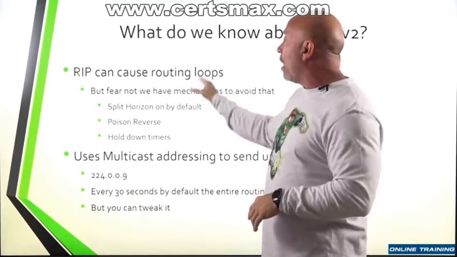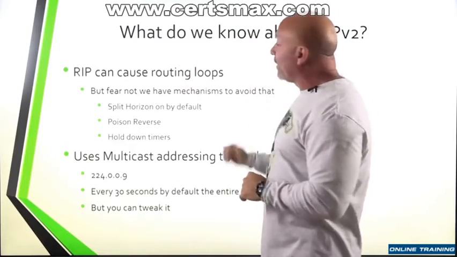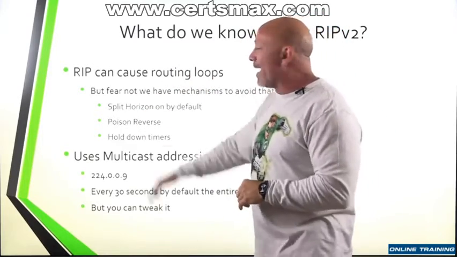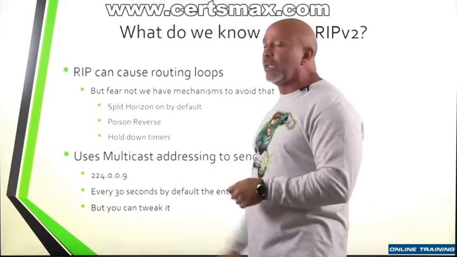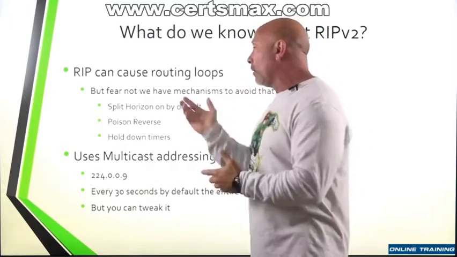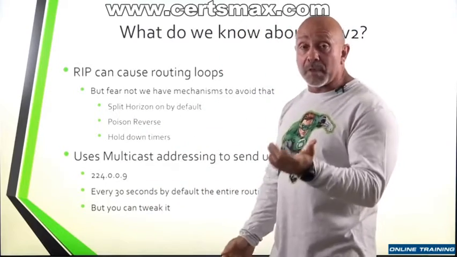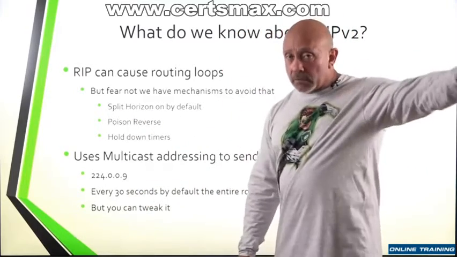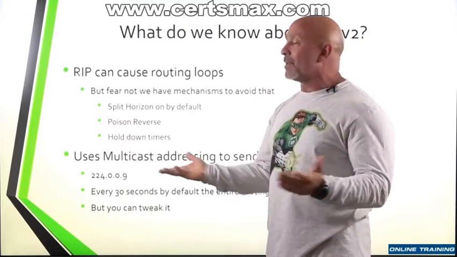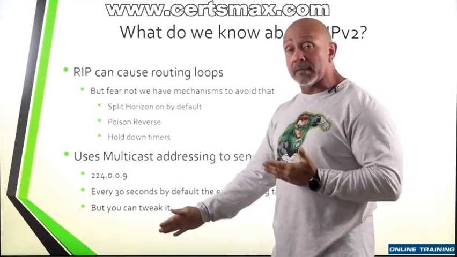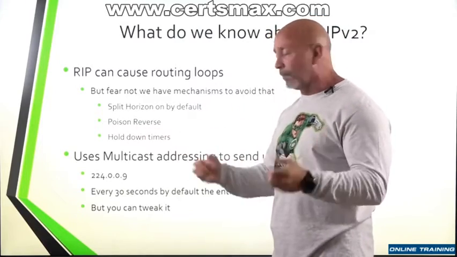Unfortunately, RIP does cause routing loops, but fear not. We have mechanisms to avoid that, which are what? Split horizon in the interface. It should be on by default, but if not, just go in there and do IP split horizon. And then you have poison reverse, which means what? It sends out to everybody in the network a maximum hop count of 16 that says, hey, you can't get to this network because it's now poisoned. It's 16. You can't get to it.